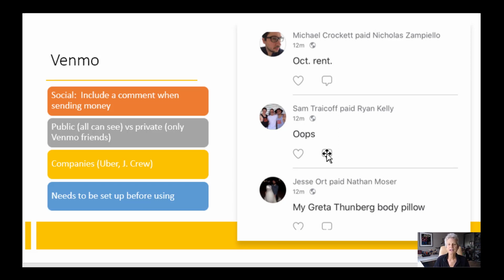Now, I do want to call attention to the screenshot. And these three people have a globe next to their name. So being a social network, you could be private or you could be public. These people have chosen to be public, which means that anyone could go into the Venmo app and start scrolling down and seeing how strangers exchange money with other people. If you choose to be private, you can only see your Venmo friends.